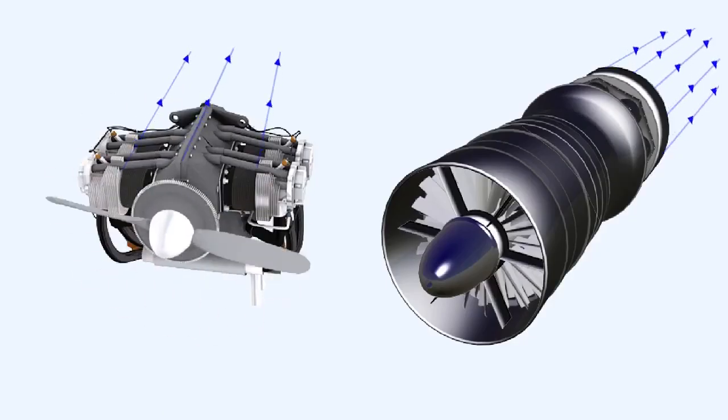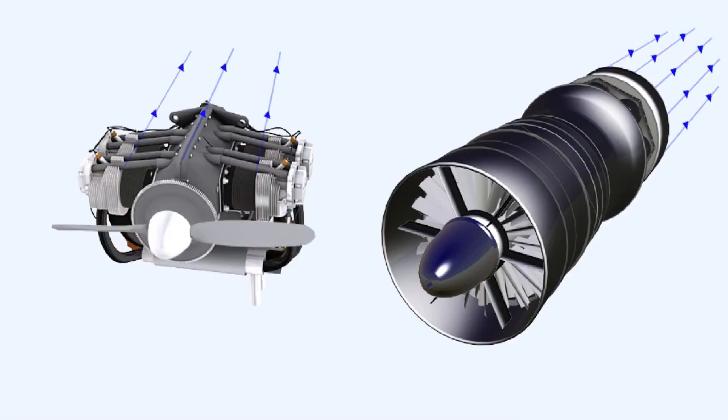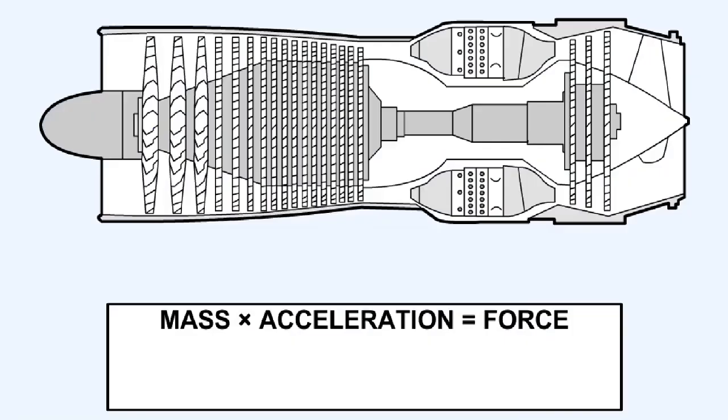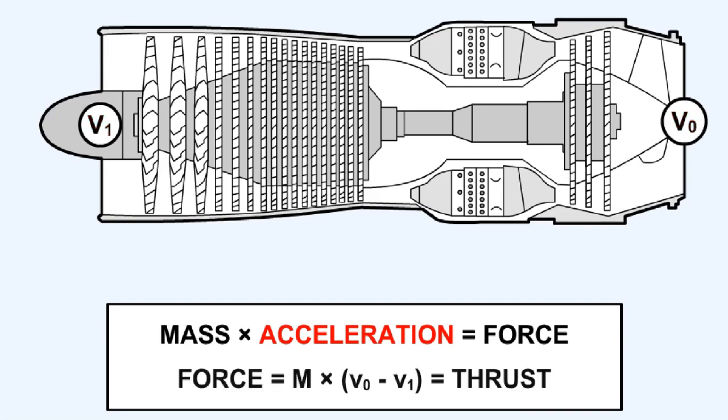The principle of the gas turbine engine is basically the same as that of the piston engine propeller combination. They both propel a mass of air backwards. Mass times acceleration equals force. In a gas turbine engine, the mass, m, mentioned in the equation is the air delivered by the compressor. The acceleration in the equation is the difference in the outlet velocity of the air, VO, to that of its inlet velocity, V1, due to the addition of heat energy. Force equals mass times V0 minus V1, which equals thrust.